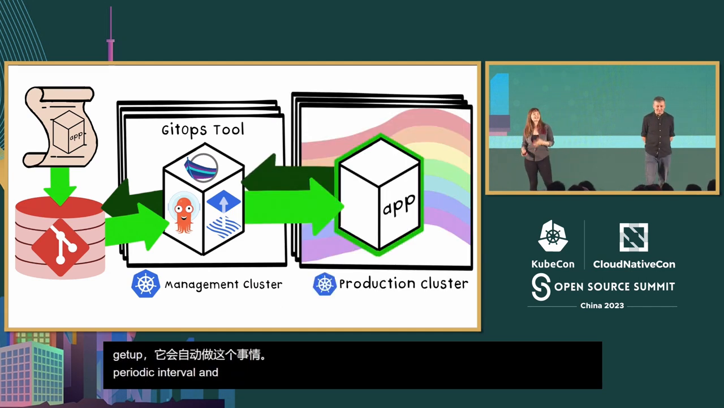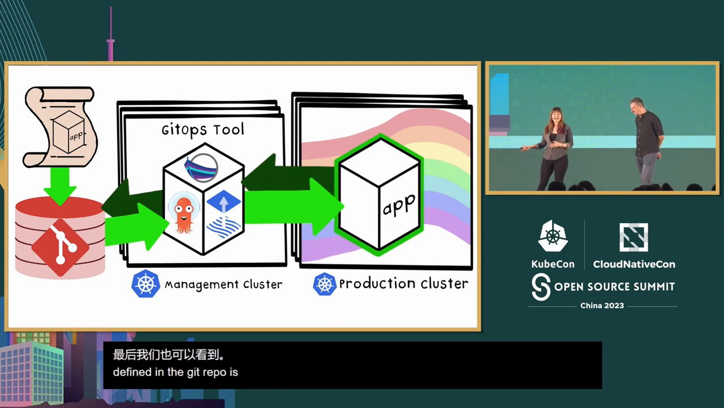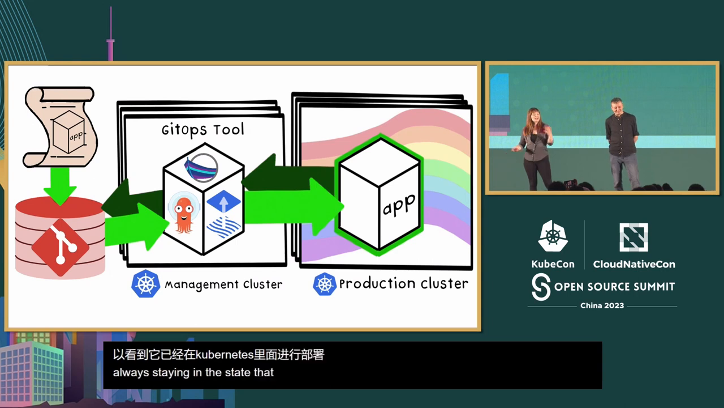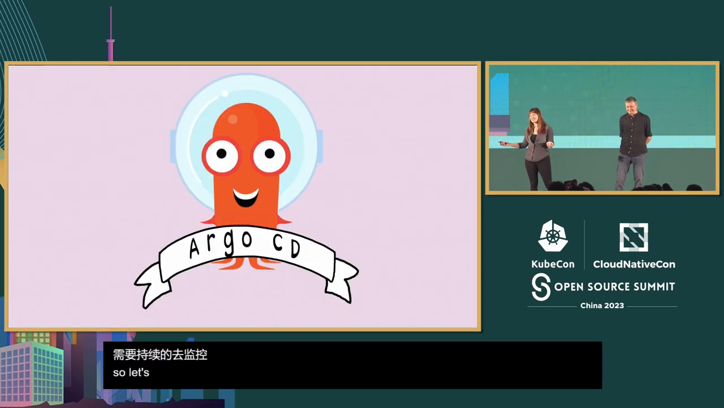And then finally, the desired state as defined in the Git repo is continuously reconciled with the actual state, in this case in the Kubernetes cluster. So in this diagram, we're showing our application getting deployed into Kubernetes, but it also is going to keep watching to make sure it's always staying in the state that we want it to be in. So let's explore the different tools that do this.